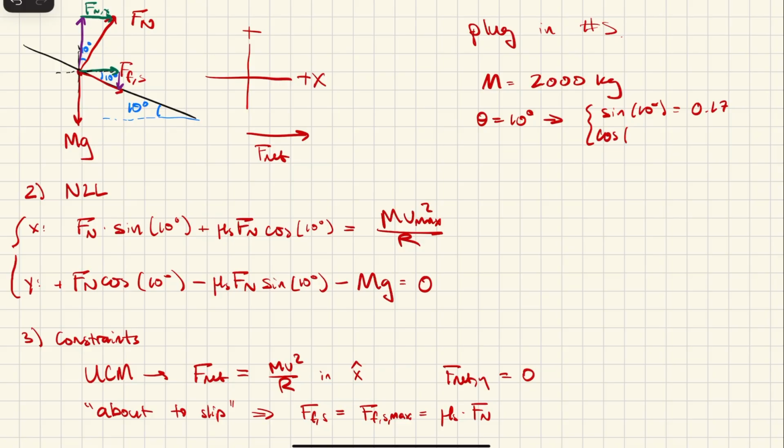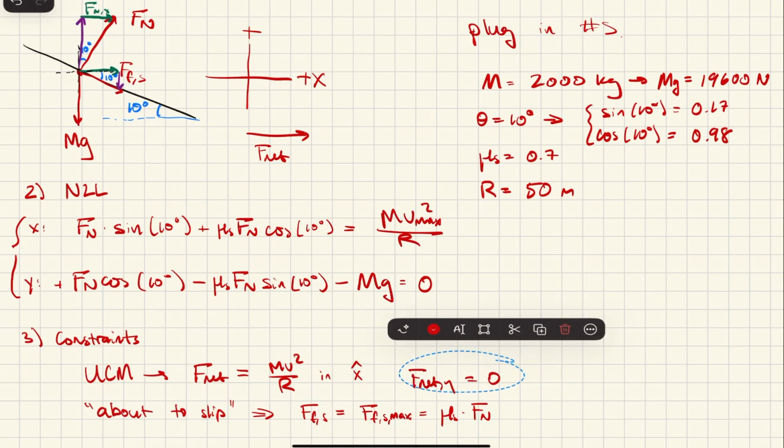Then cosine of 10 degrees is going to be about 0.98. If the mass is 2,000 kilograms, the weight of this object, m times g, turns out to be about 19,600 newtons. We also know that the coefficient of static friction is 0.7 from the problem, and the radius of curvature is going to be 50 meters. Okay, so let's take these values and plug them in, and then we'll come up with our simplified equations here in the bottom right.